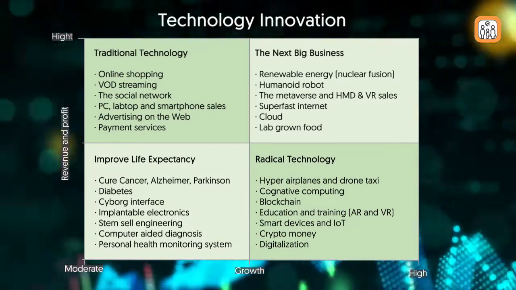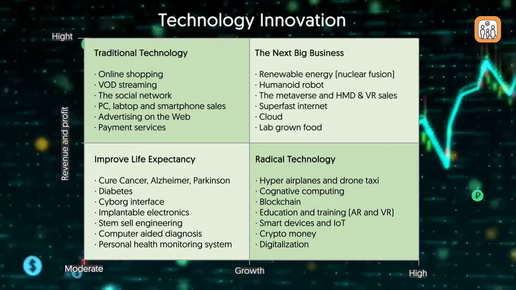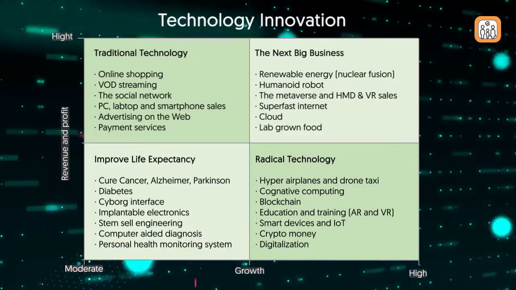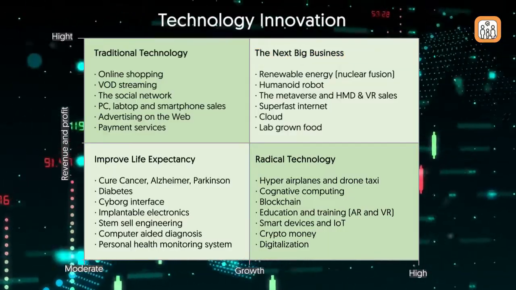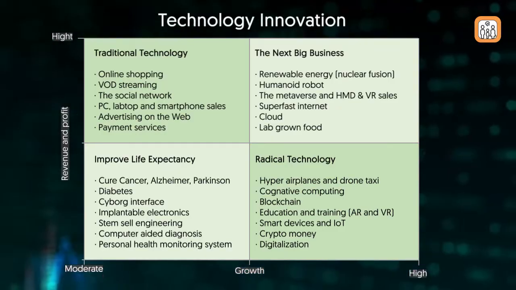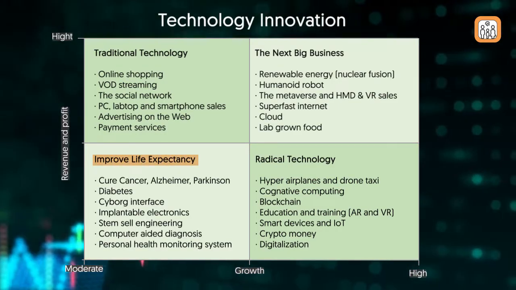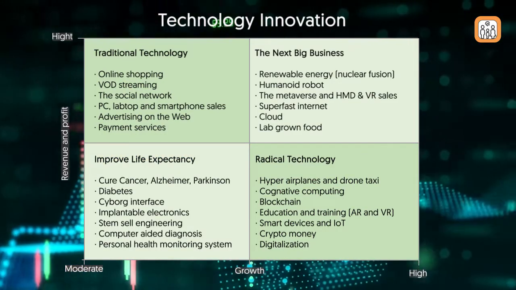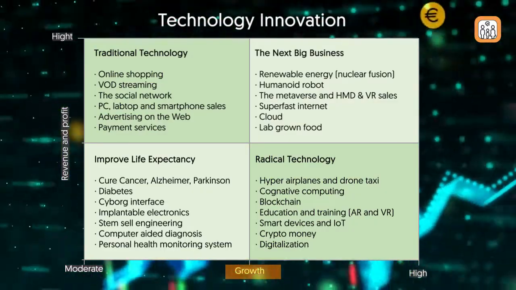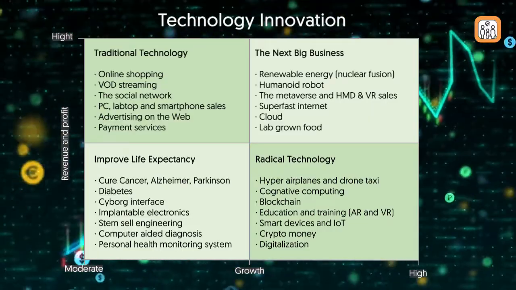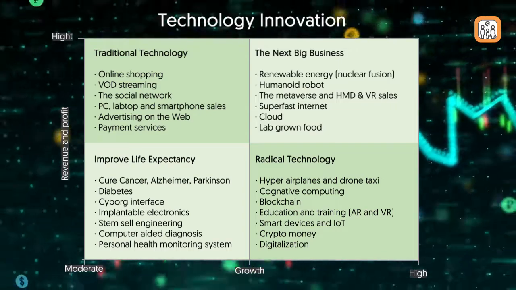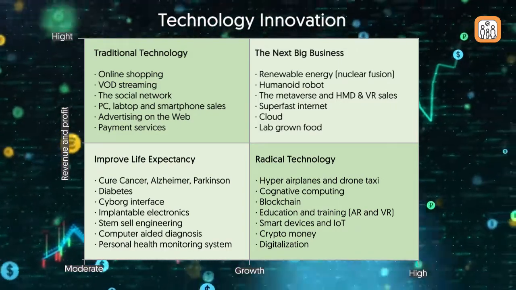Finally, based on what we have explained so far, let us summarize what will be ahead in technology innovation. Let us explain what will be the next big business, what the radical technologies are, what the traditional technologies are, and what technologies will improve life expectancy. We summarize them in terms of their growth potential on the x-axis and how much revenue and profit they generate on the y-axis. Let's take a brief overview of this quadrant.